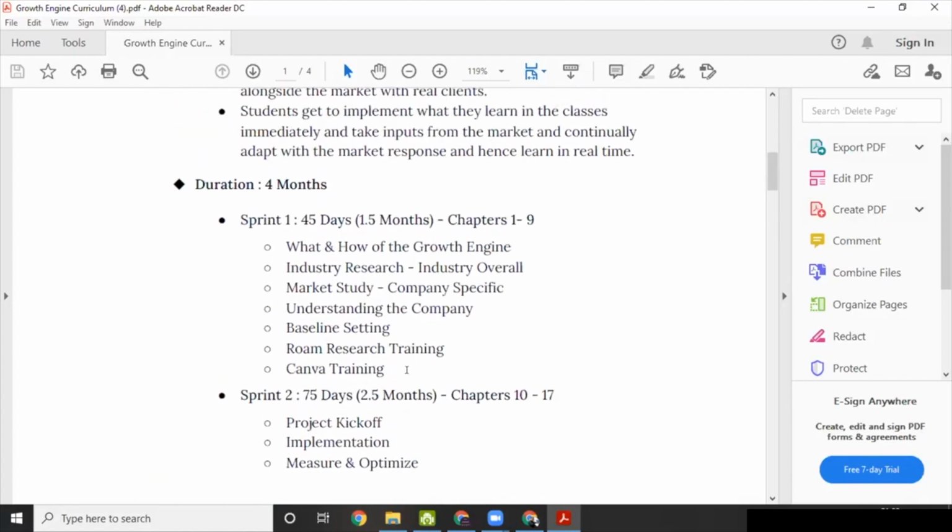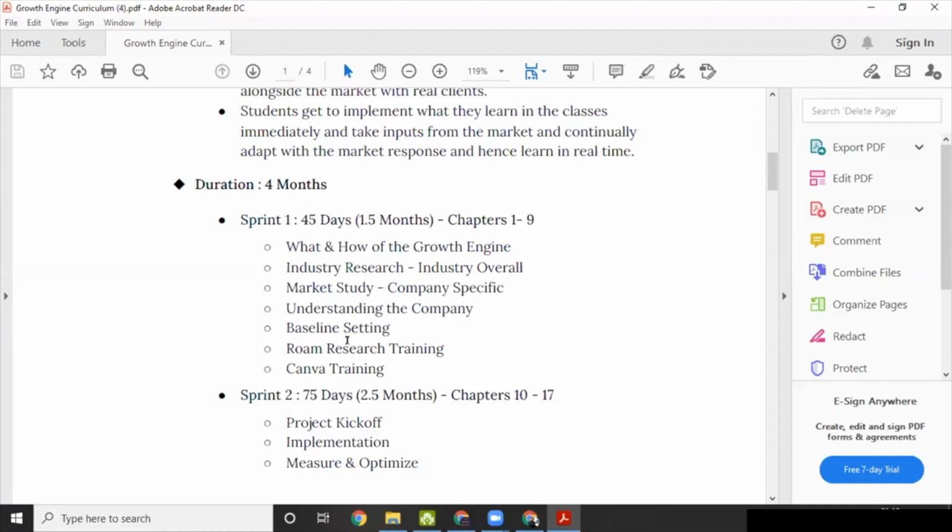We have segregated this as a 45-day plus a 75-day program, which will happen in 2 sprints. Essentially, we are doing this so that the students get the context of what is happening, or the market understanding, and the subject matter expertise is gathered in the first 45 days. Once that is done, it is applied in the following 75 days.